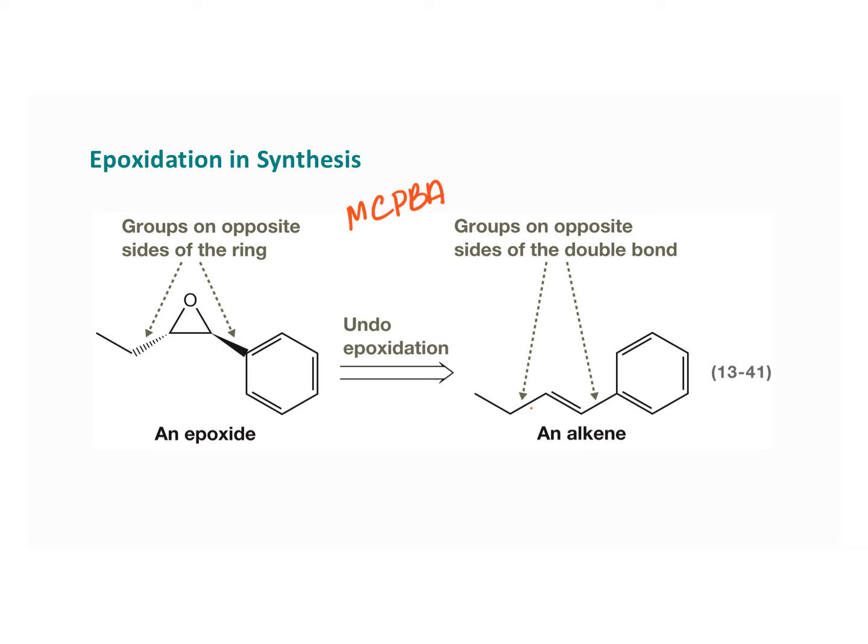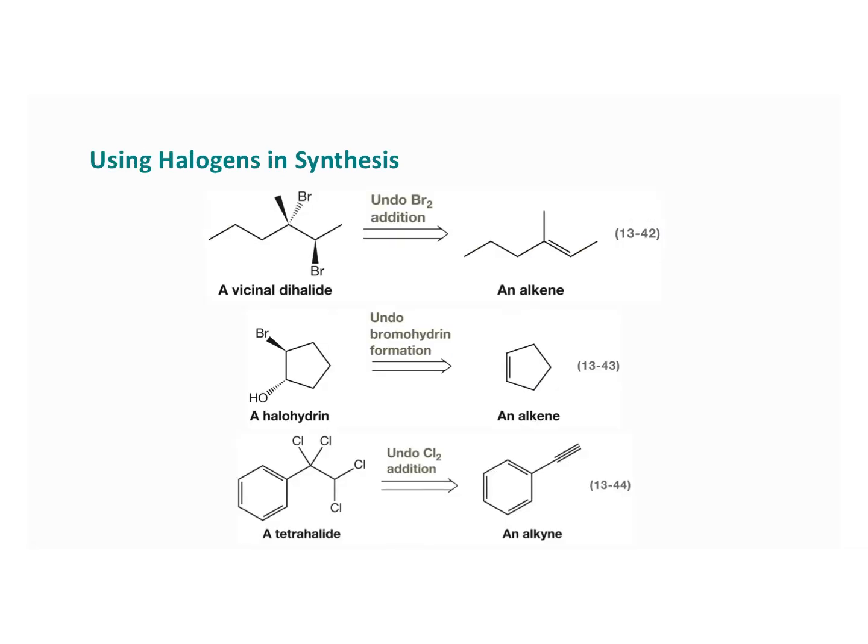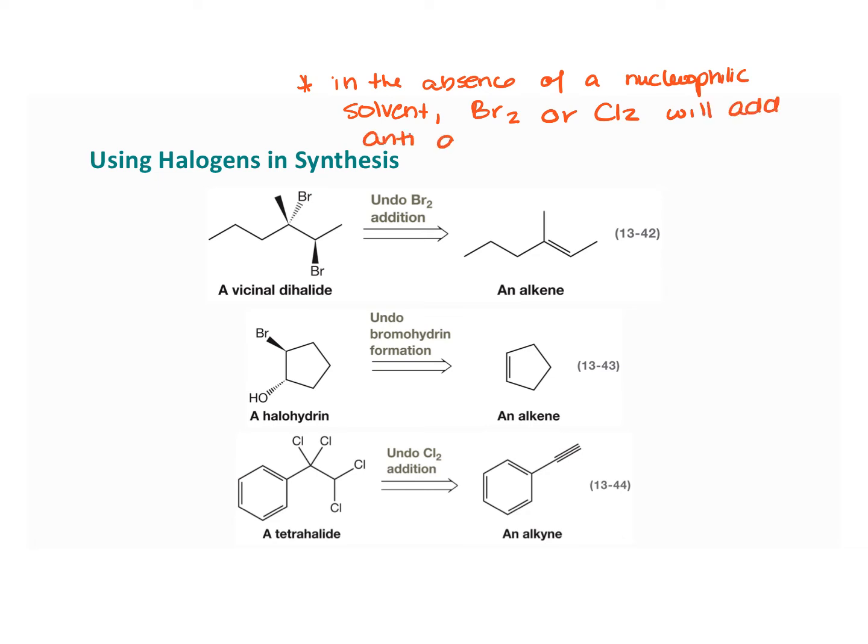Okay, and so we're going through our different sections here. So we did 13.2, 13.3. In section 13.4, we studied reactions that produce brominium and chlorinium ion intermediates. And I want you to remember, in the absence of a nucleophilic solvent, Br2 or Cl2 will add anti across a carbon-carbon double bond of an alkene, right? So let me just write that. In the absence of a nucleophilic solvent, Br2 or Cl2 will add anti across the carbon-carbon double bond of an alkene.